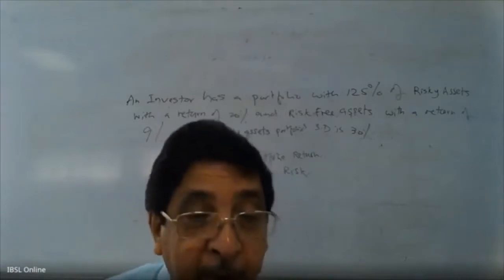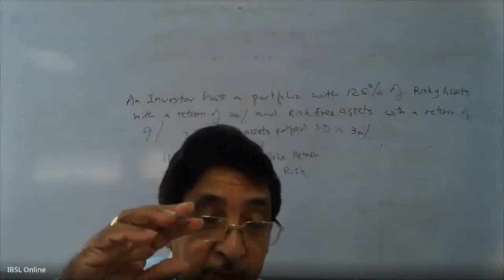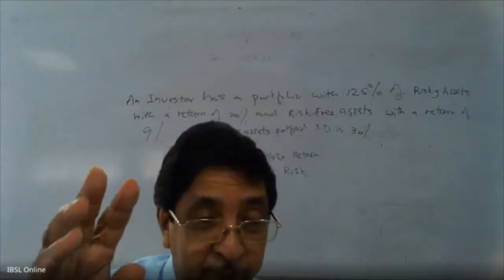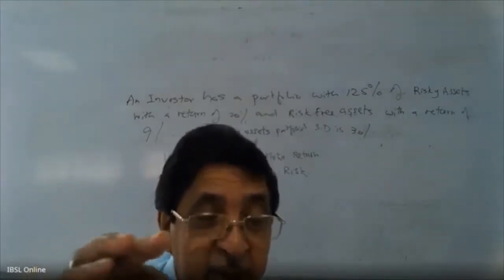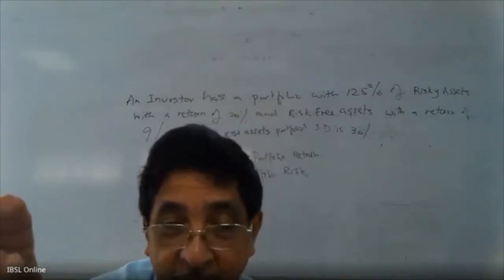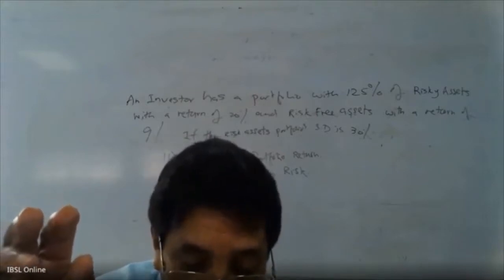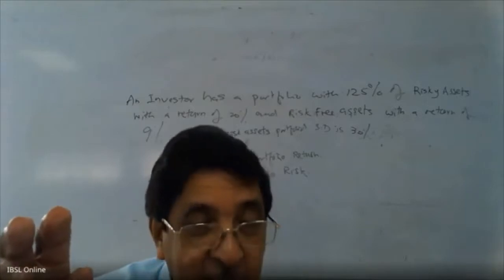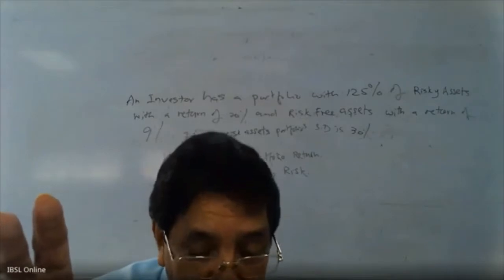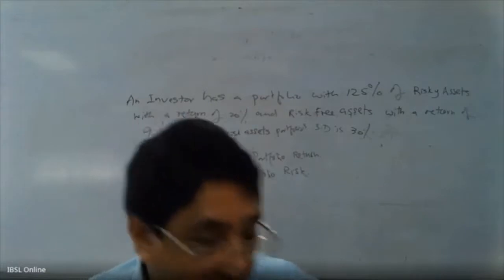Then the other one will become minus, because the risk-free asset weight would be minus 0.25, or minus 25%. Minus 0.25 we need to take. So minus 0.25 into 0.09, or we can say 9. 9 into 0.25 has to be deducted. So that is how we do things. Anyway, I will do it on the board.